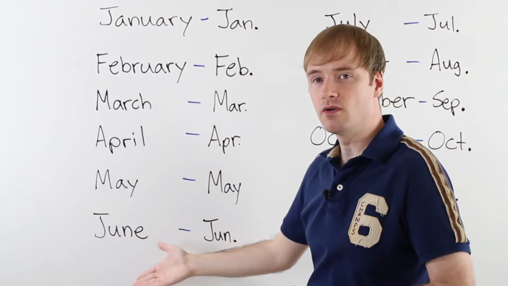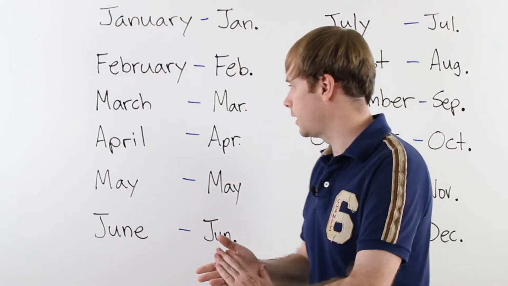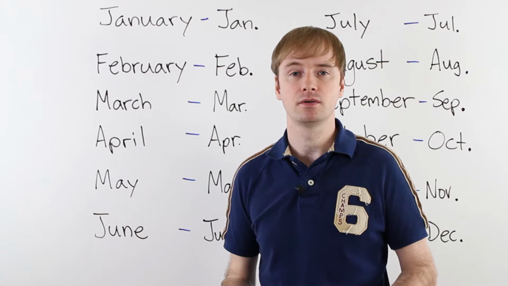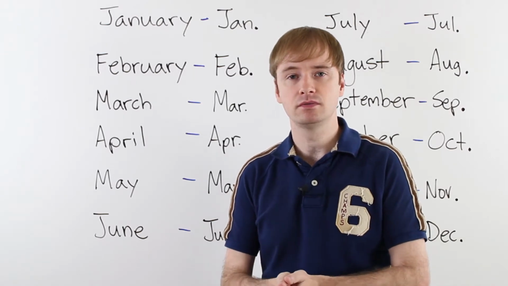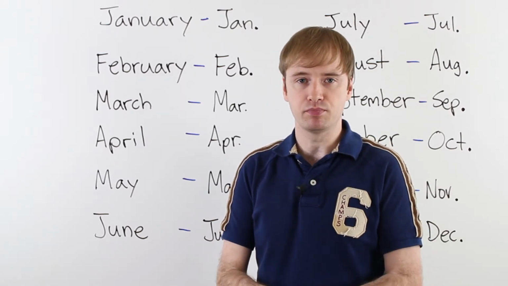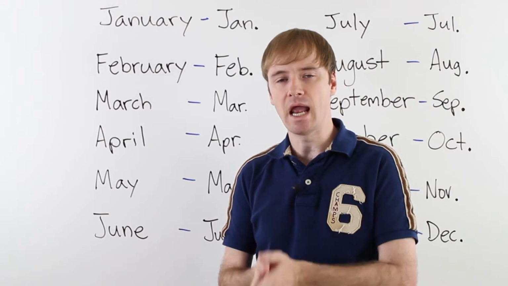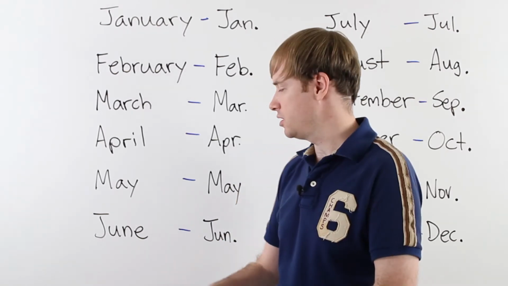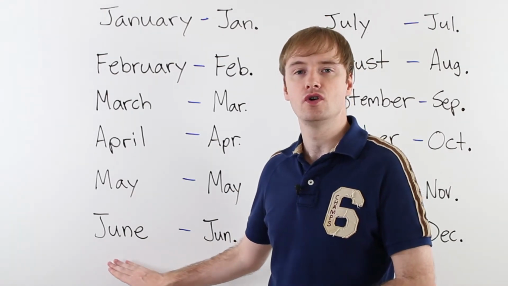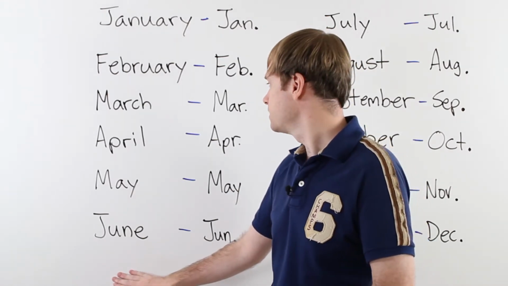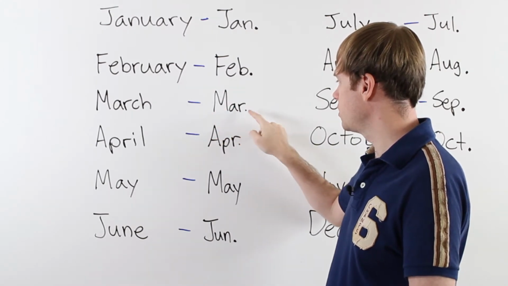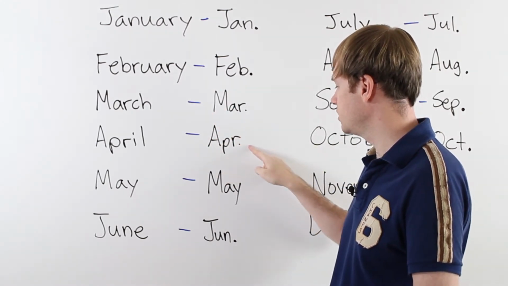The next four are a little bit easier. March, April, May, and June. And the short form, remember the capital, M-A-R period, A-P-R period.